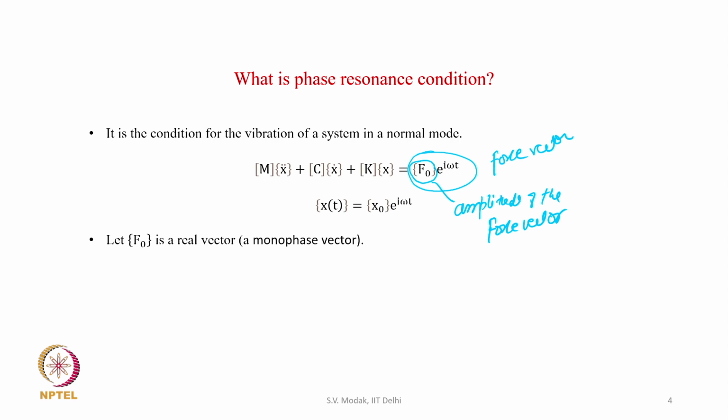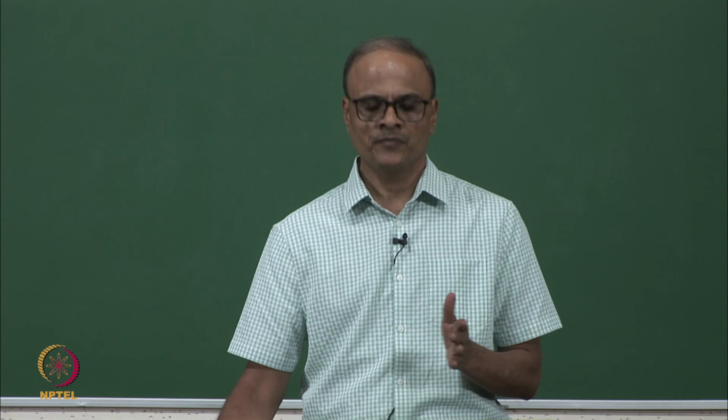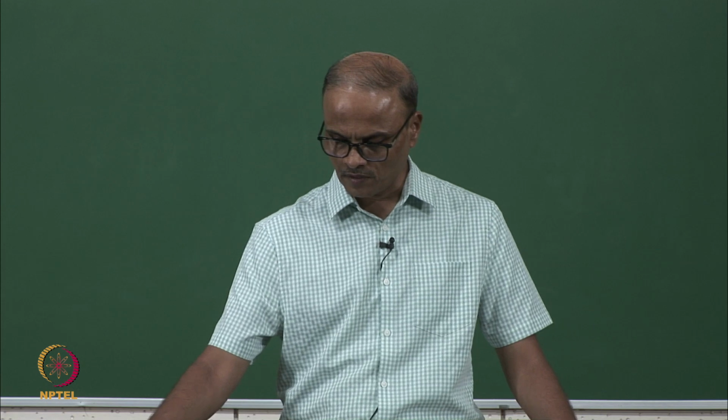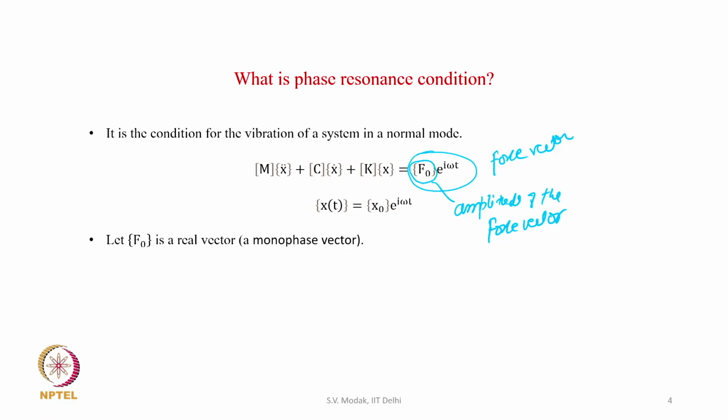Let us now assume that the vector f naught, which is the vector of the force amplitude at different locations, is a real vector. It is a monophase vector, which means that the force amplitudes at different locations are in phase or they are out of phase. Let us now try to analyze what happens to the displacement response. So, the steady state response in general would be complex, and let that response be written in this form. So, x naught is written as the sum of the real part plus i into the imaginary part of the response. So, x naught R is the real part of the steady state response and x naught I is the imaginary part of the response.